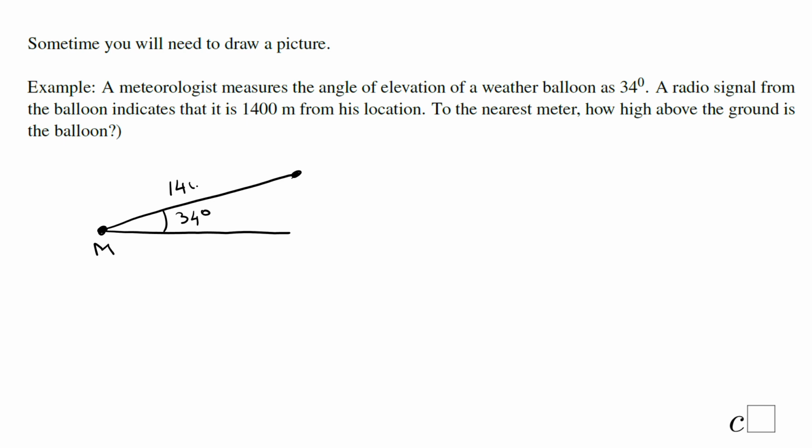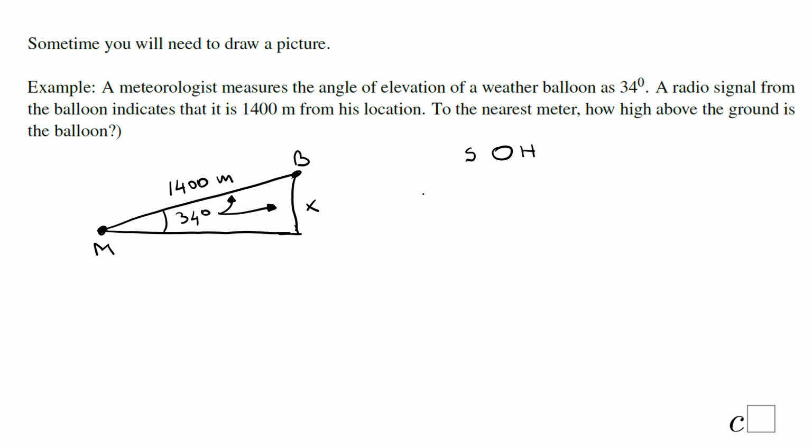So this one is 1,400 meters. To the nearest meter, how high above the ground is the balloon? So this is the thing they ask us. This x, the height, or h, if you want to call it like that, it doesn't matter. So again, we notice we have a right triangle. We have the angle of elevation. Then we want to find the opposite leg, and we have the hypotenuse. So we're going to use sine.